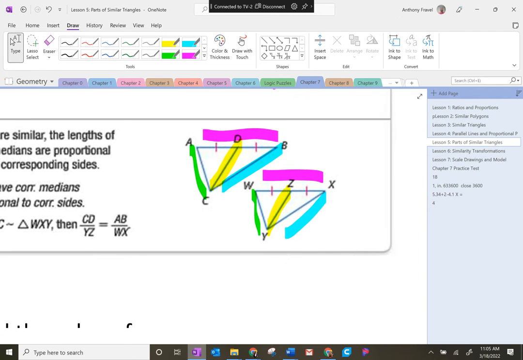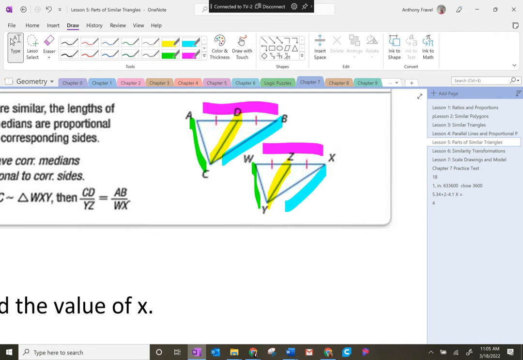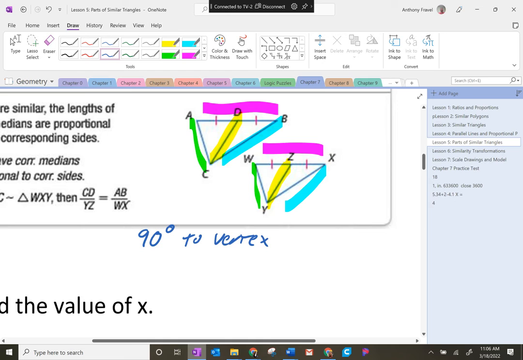Okay, so I wrote it on the board here, but I'm going to write it again just one more time to verify it. The 3 special rules that we have to verify to see if they work: Is it 90 degrees to the vertex? So from the bottom line, is it 90 degrees to the vertex? Is it an angle bisector?